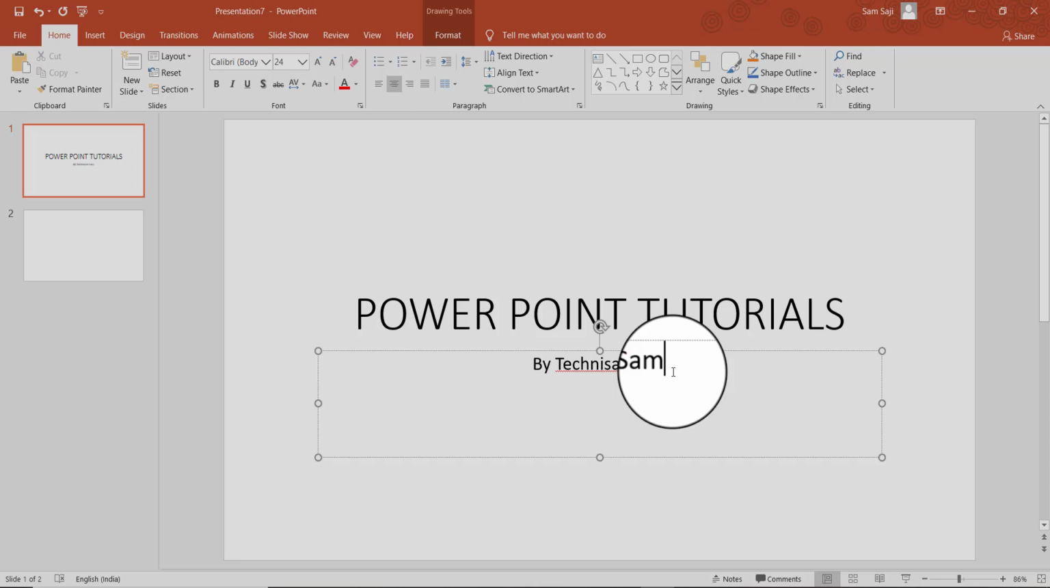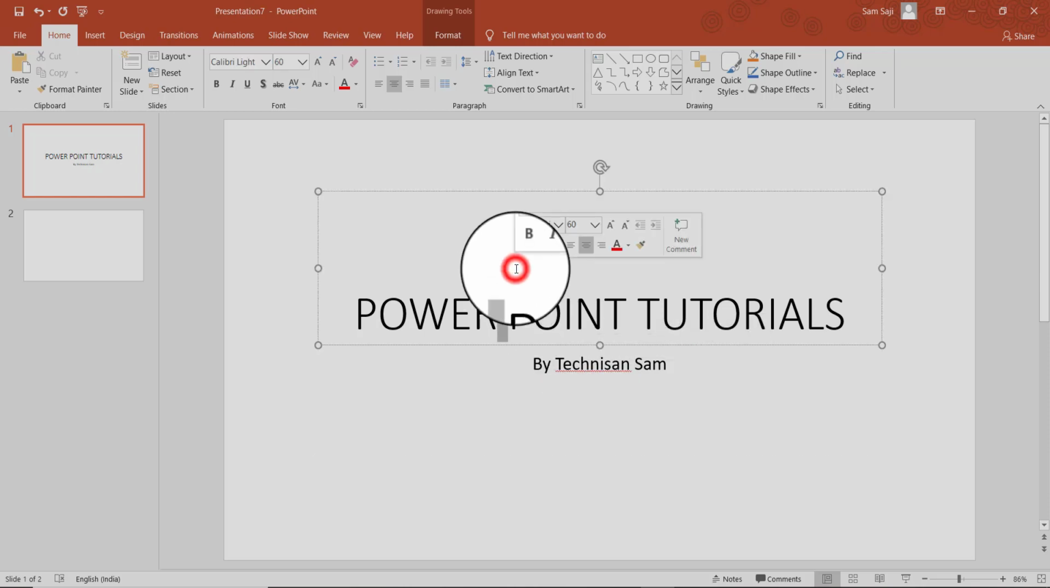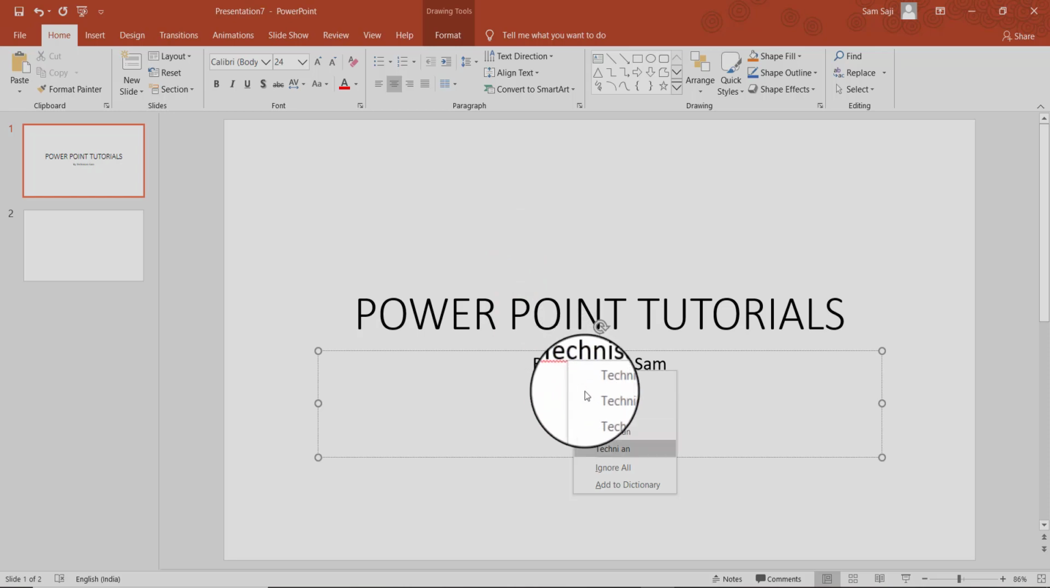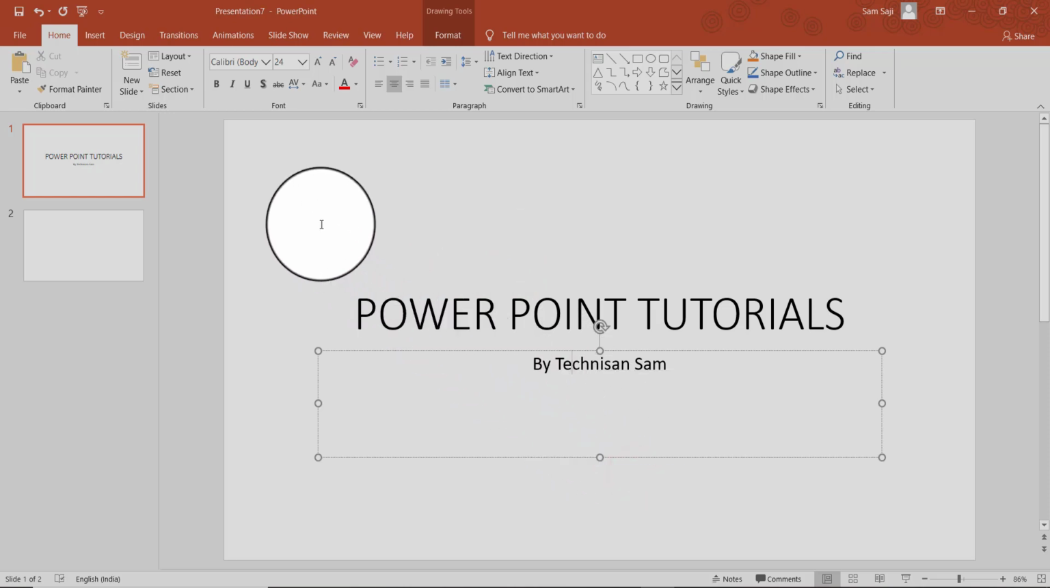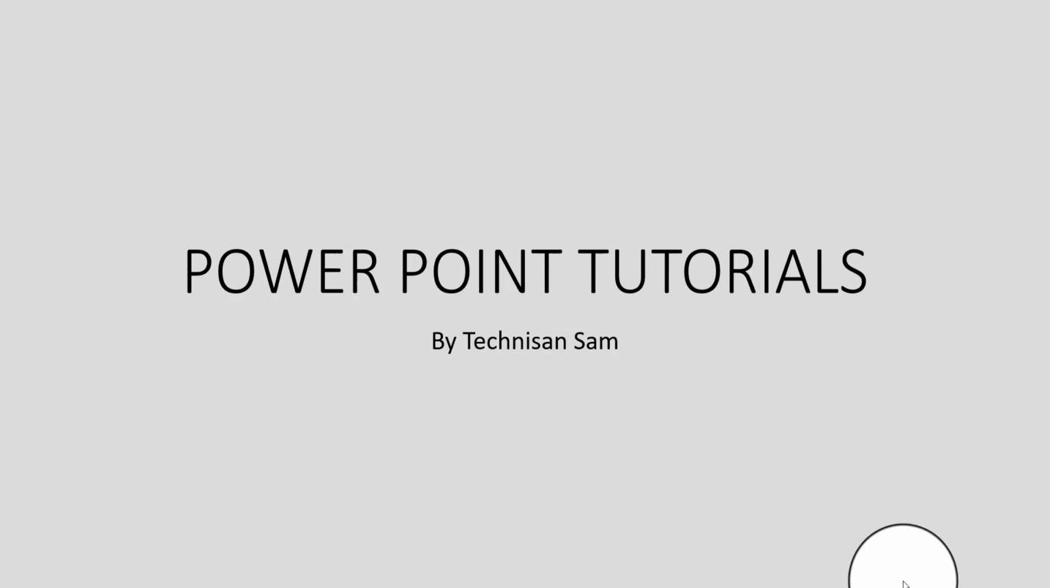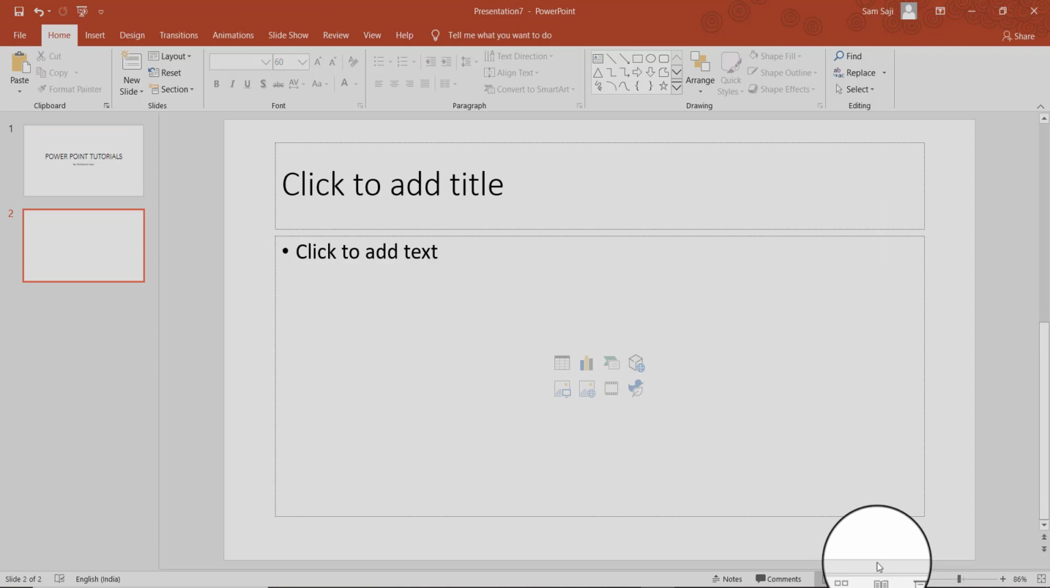It has auto correction on. So I typed the letters in small letters, so it automatically became capital. The T became capital, you must have seen. If this red line is coming, don't worry, in the final thing it will not appear. Still, for your satisfaction, you can do ignore all, so this line will go off. Now if I play the slide, for playing the slide, guys, just click on this small computer button. So it'll say PowerPoint tutorials by Technician Sam, then one empty page, and then end of the slideshow, right?